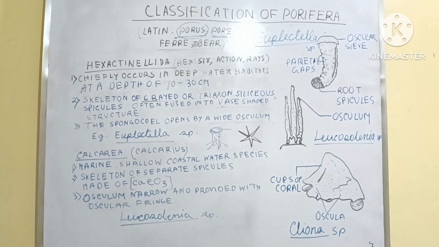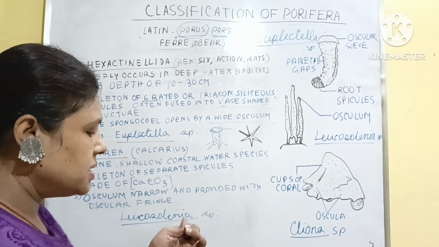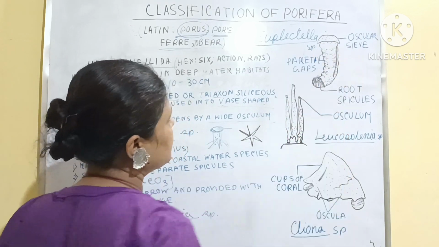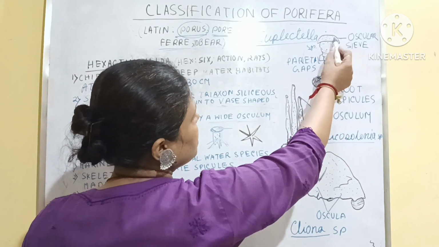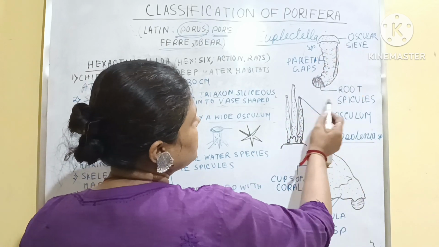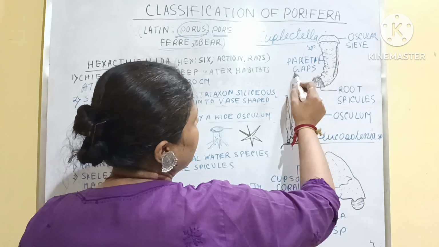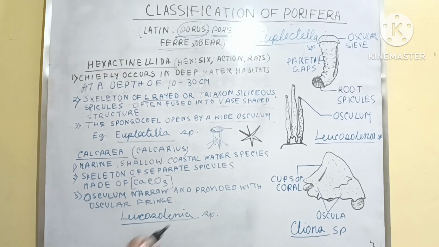Okay, so the example of the Hexactinellida is the Euplectella species, and this is a rough sketch of the Euplectella species. Clear? So these are the parts. One is the oscular tuft, this one is the root spicules, and this part are the parietal gaps. So this is the example of Euplectella species.